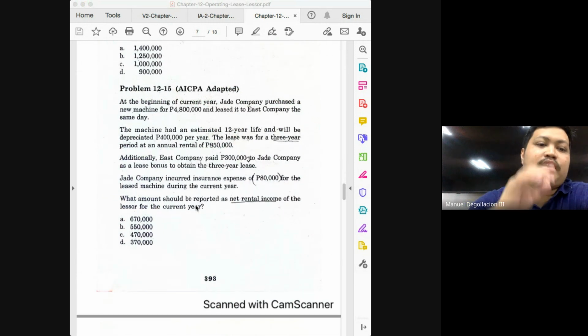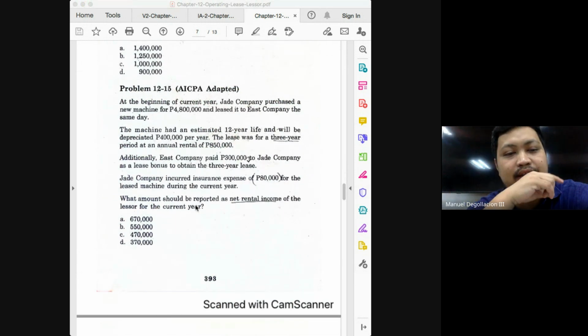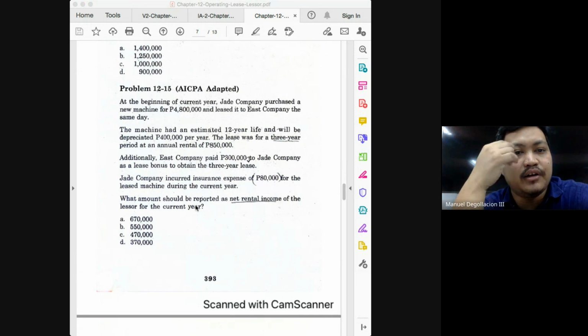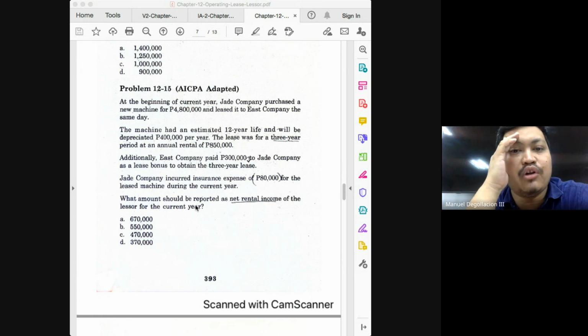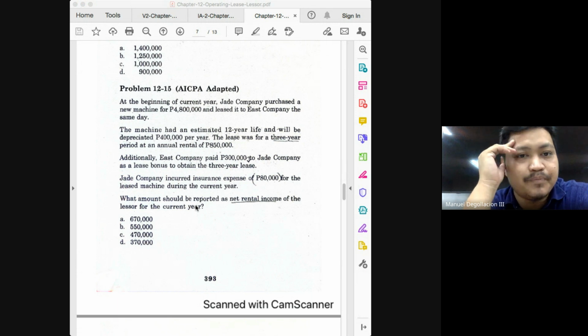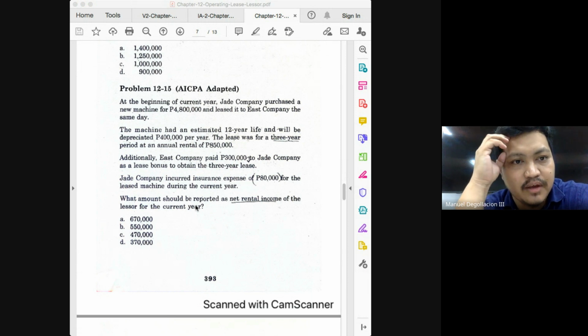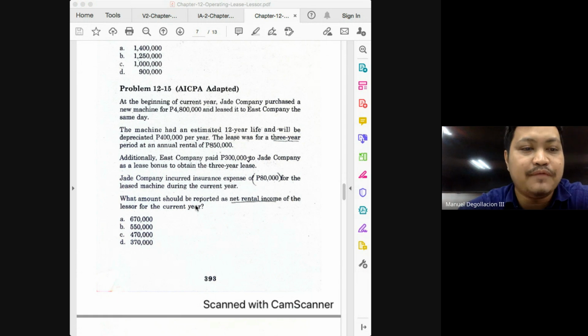Okay, 12-15, what amount should be reported as net rental income for the current year? So get our collections first. The cost of the asset is 4,800,000, which was immediately leased out. The machine had an estimated 12-year life and will be depreciated 400,000 per year. The lease was for a 3-year period at an annual rent of 850.